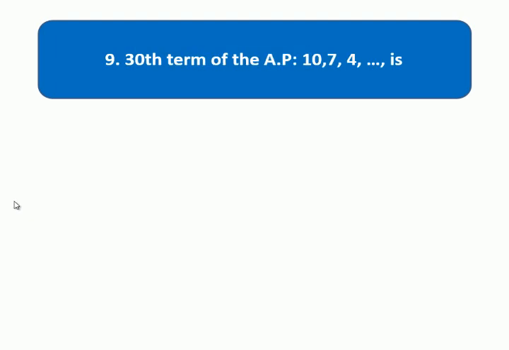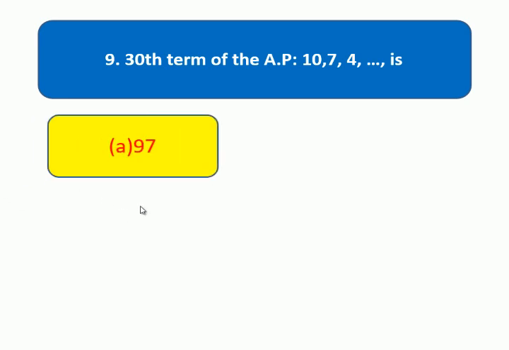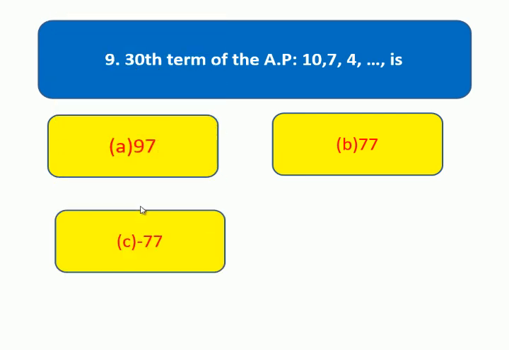Question number 9. Here is the 30th term of the arithmetic progression 10, 7, 4, ... is. You have to find the 30th term. The options are 97, 77, minus 77 or minus 87. So you have to find the correct one, either A, B, C or D. Okay, now move on to the last question.